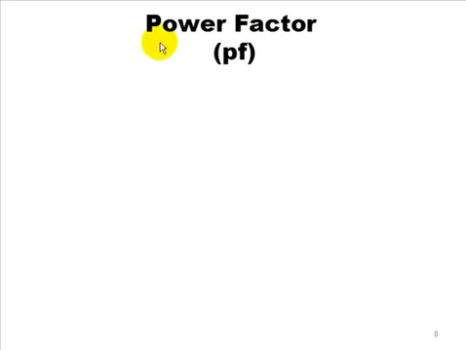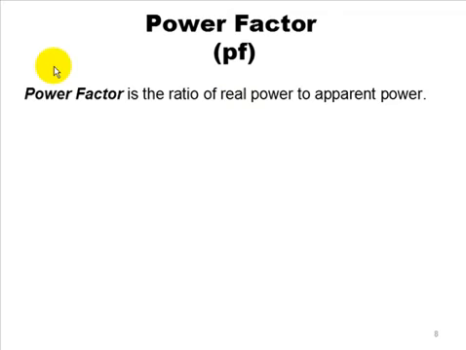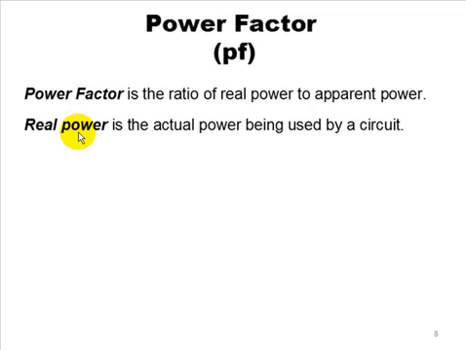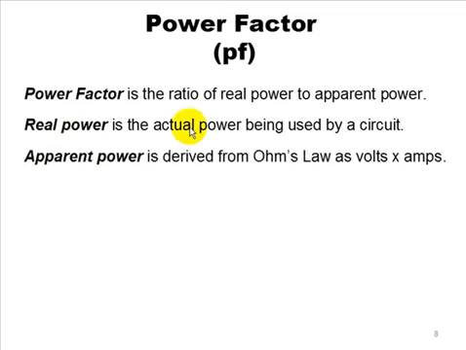Power factor. If you want to know the true power, you've got to multiply volts times amps times the power factor. Power factor is the ratio of real power to apparent power. Real power is the actual power being used by a circuit. Apparent power is derived from Ohm's law when you read volts times amps.